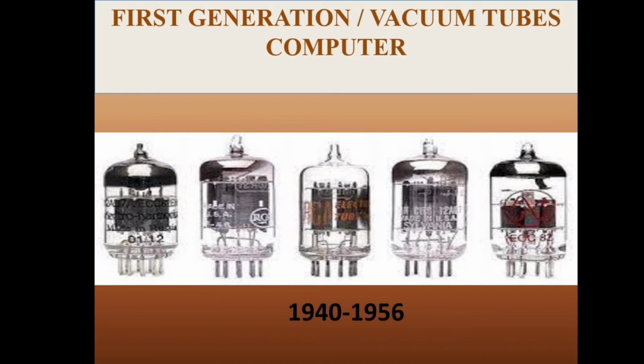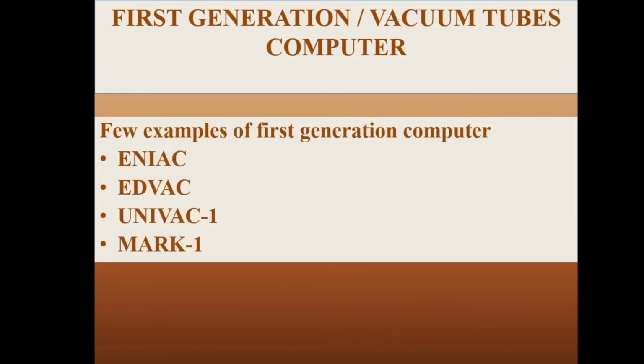But children, it had a lot of limitations, like they occupied a lot of space because they were so big and they were expensive to operate. They used a lot of electricity and generated a large amount of heat. The speed of these computers was very low. That is why it didn't last for long. It was in use just from 1940 to 1956. Here are a few examples of first generation computers: ENIAC, EDVAC, UNIVAC 1 and Mark 1.